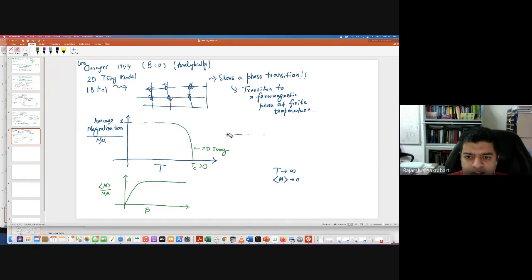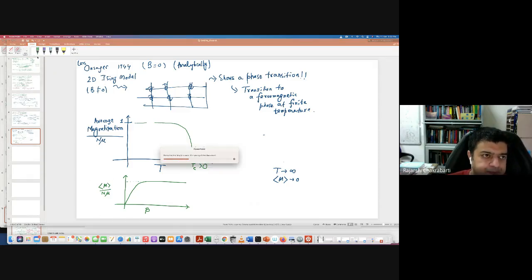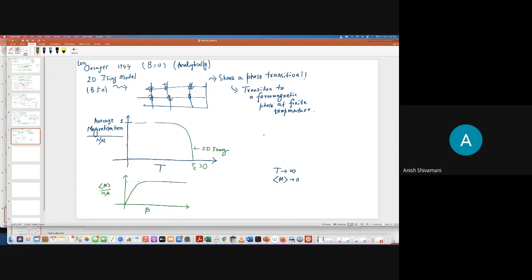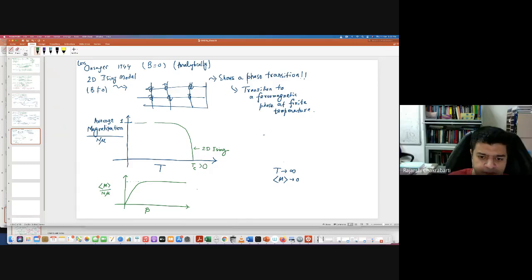Yeah. So basically, I think I should not plot this. Better is I don't plot it here. That's a better thing to do. This is 1D Ising, no? Yes, against beta. This is 1D Ising.